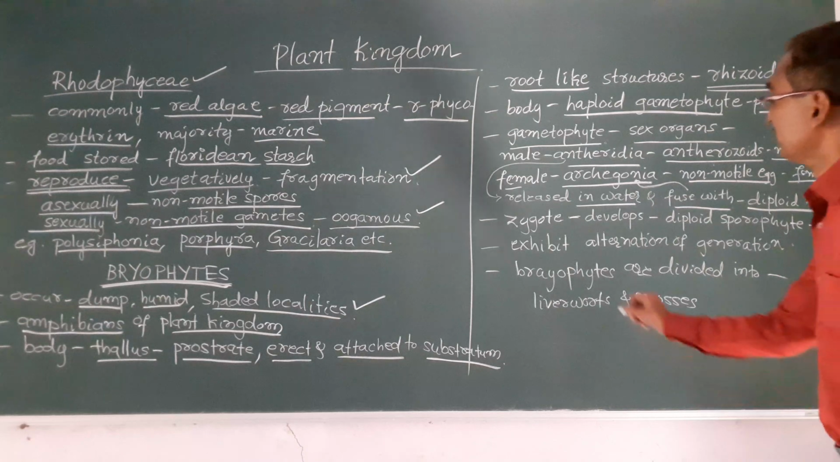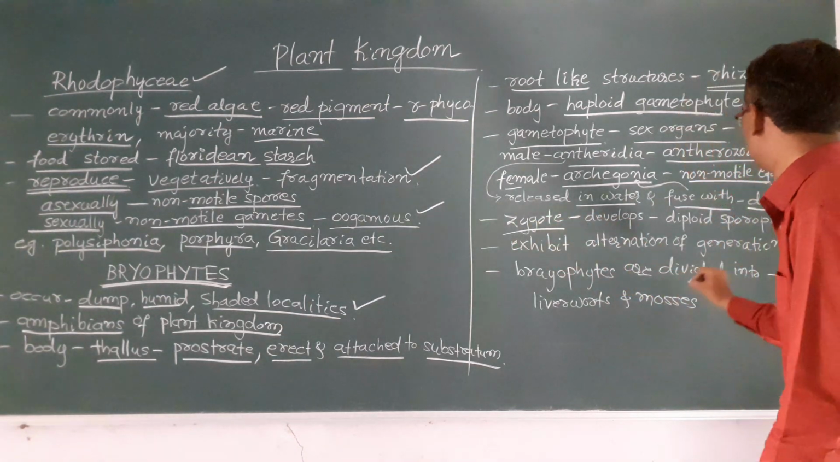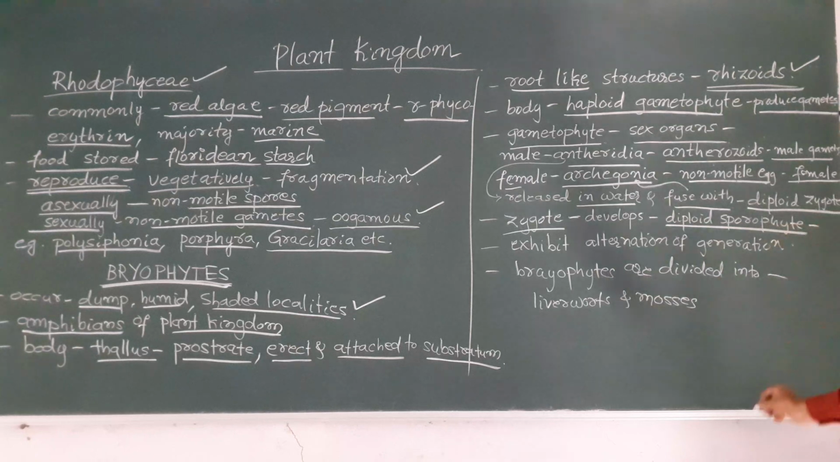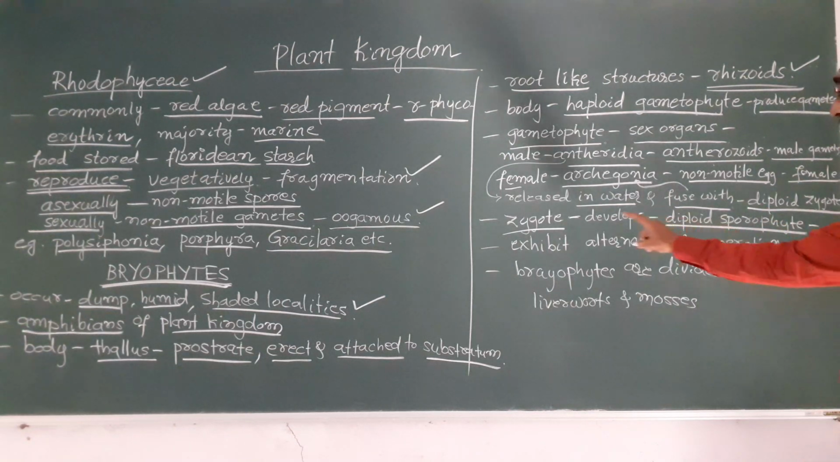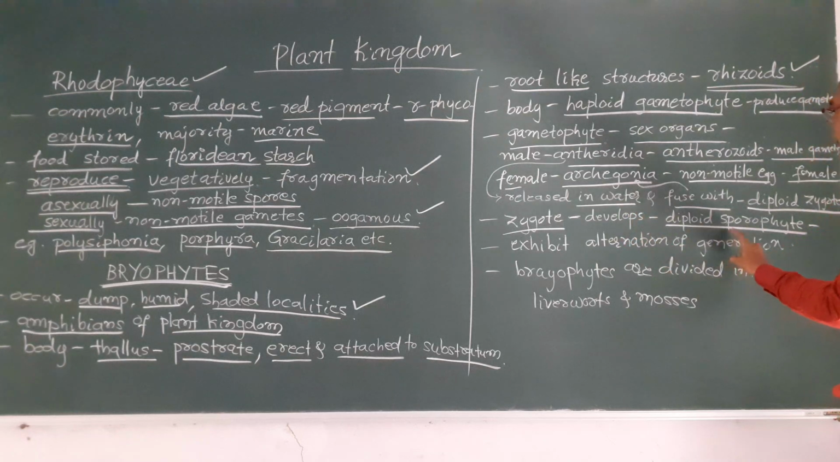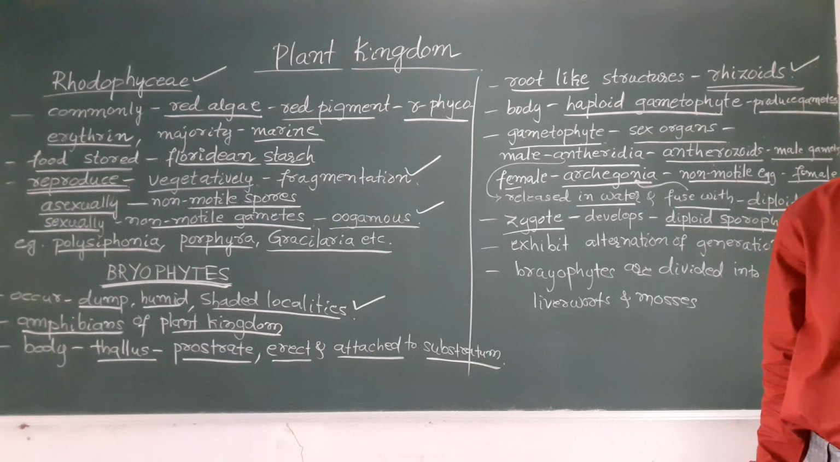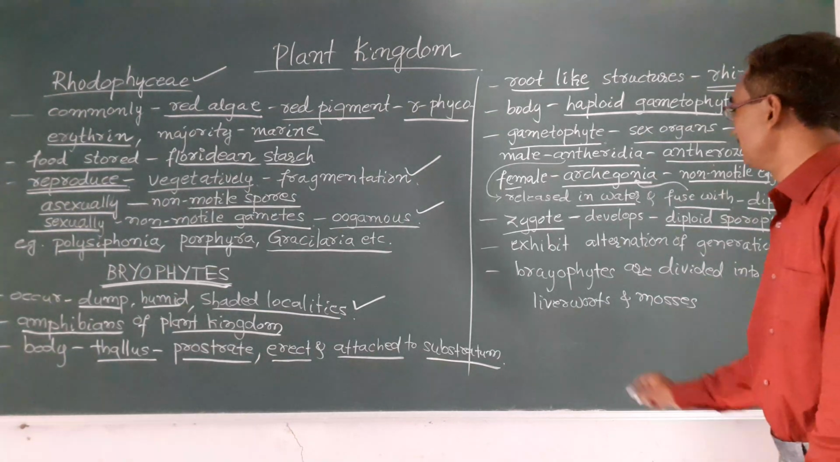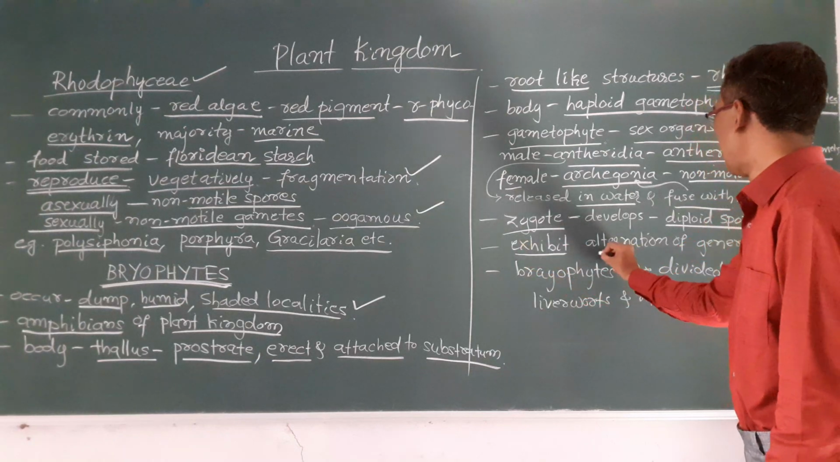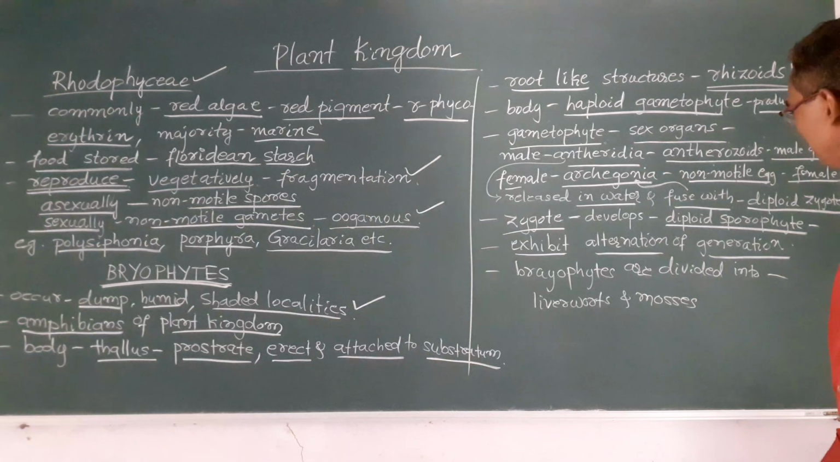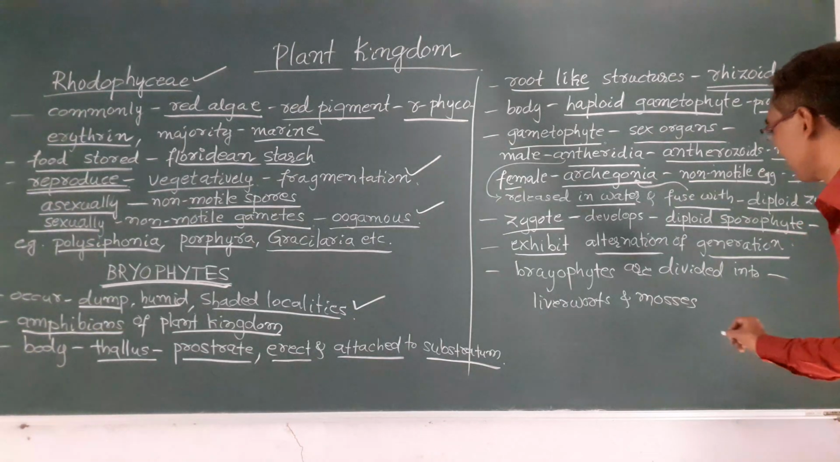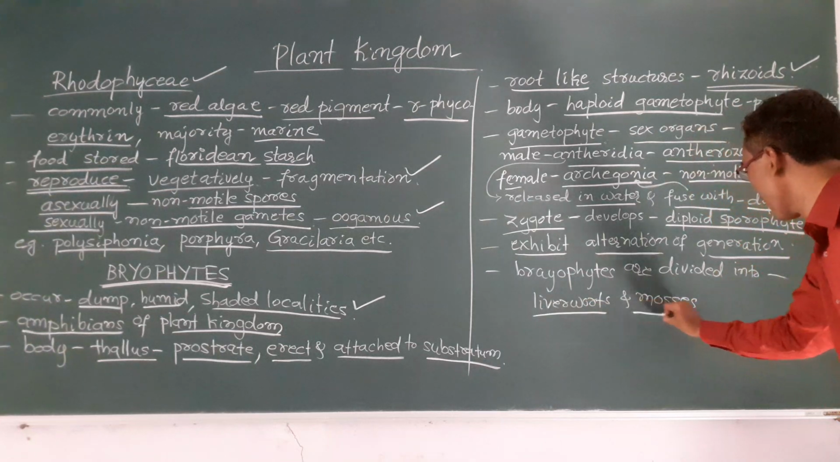Further, this zygote develops into the diploid sporophyte. The sporophyte is the one which produces spores. Thus bryophytes exhibit alternation of generations. Further, the bryophytes are divided into liverworts and mosses.